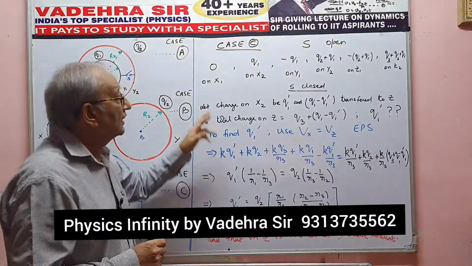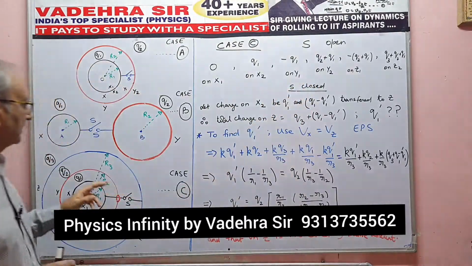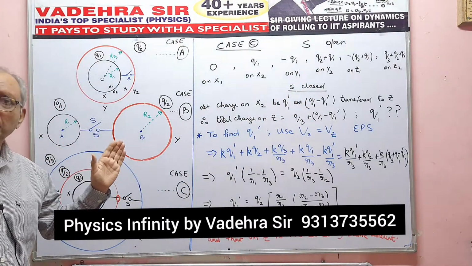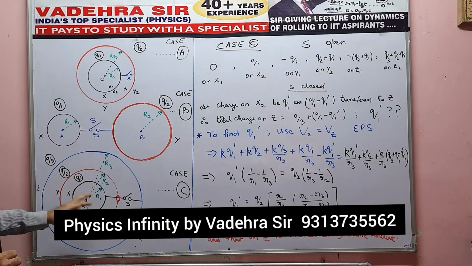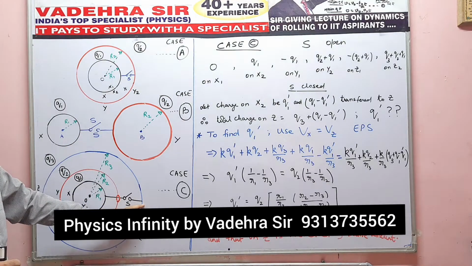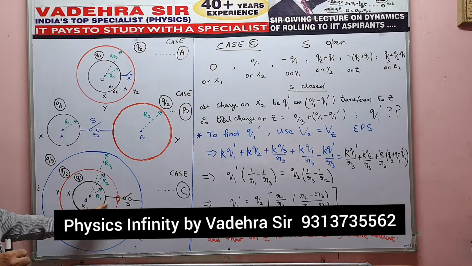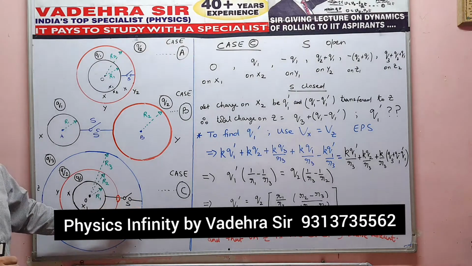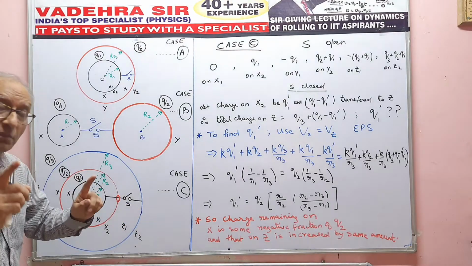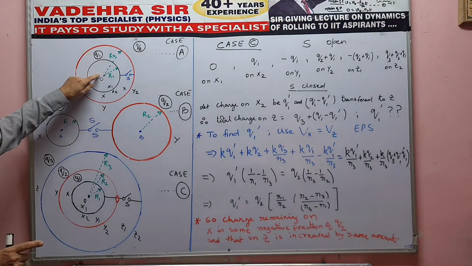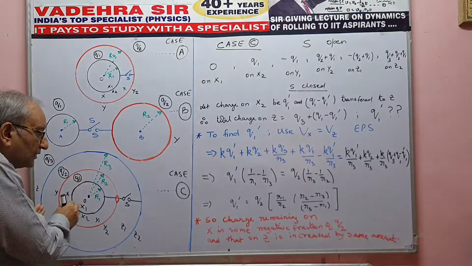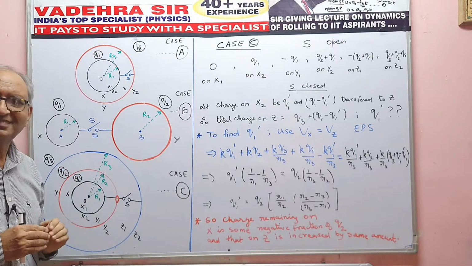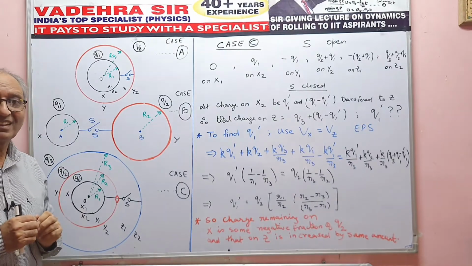Right. Now I close the switch. The interesting thing starts. The real game starts. I close the switch S. This means the plate X is connected to the plate Z. Now normally in the situation 1, many students would think that all the charge Q1 will fly over and go to Z.